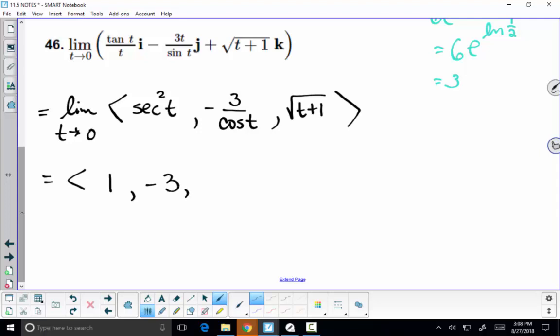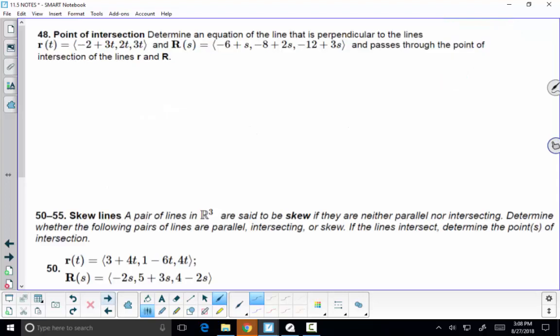With a square root function, that's a continuous function, so you can push the limit inside the square root function. The limit of t plus 1 is just 1. So that's going to be the square root of 1, which is 1. So that's our limiting vector. Any questions on that? All right, so let's do the harder ones. They're not that much harder.